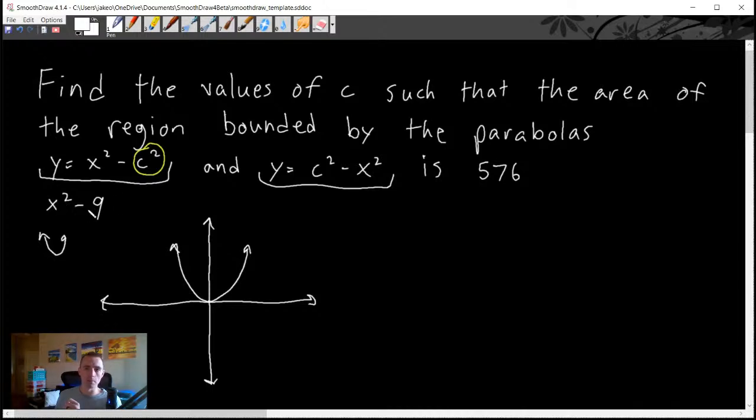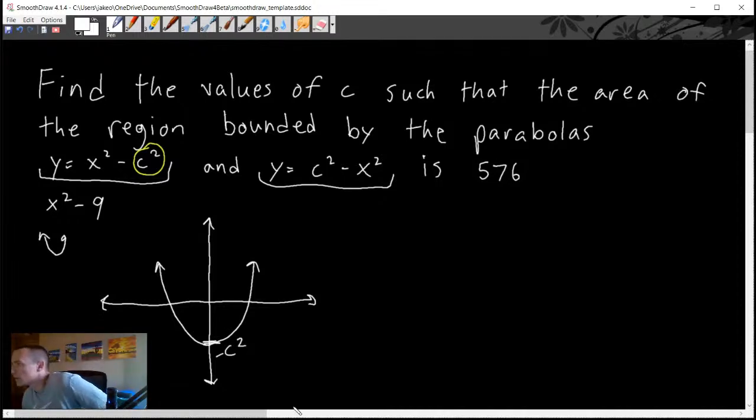But since we have x squared minus some positive number, that's just going to shift this down some number of units. So basically, we would have something down here. And how many units is it going to shift down is the next logical question. Well, it's going to shift it down c squared units. So we know that this vertex here is going to be at negative c squared.